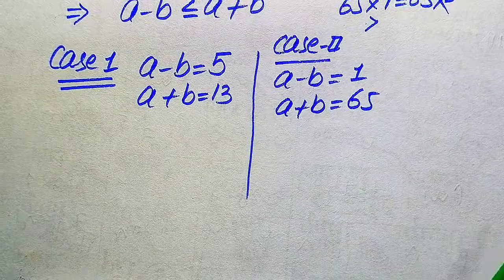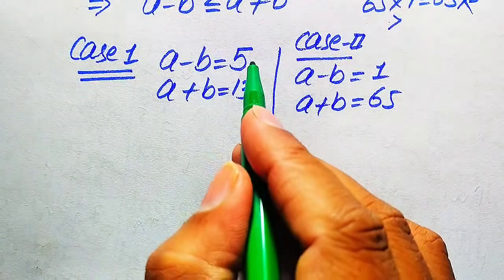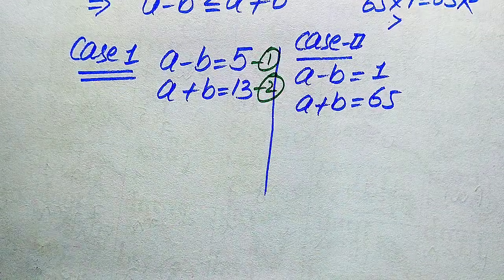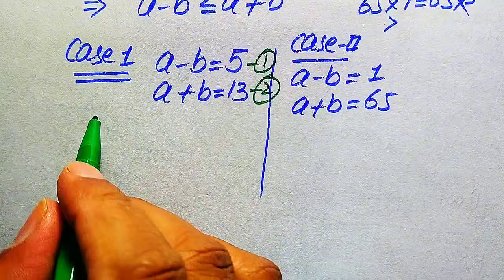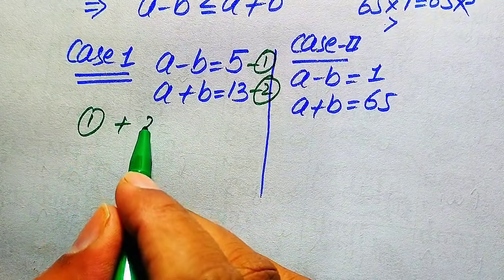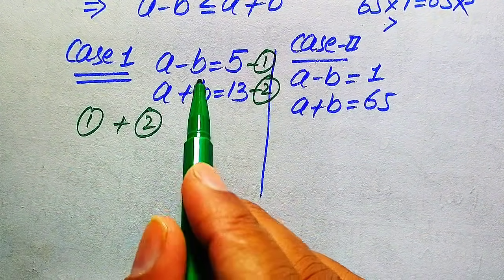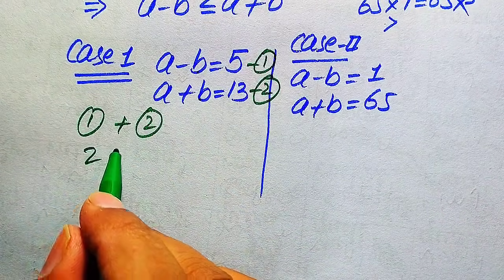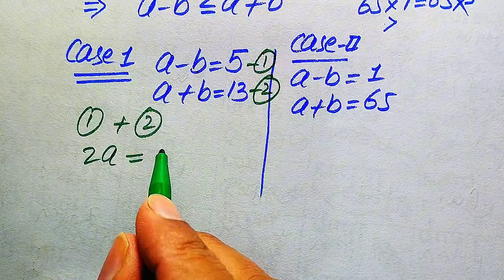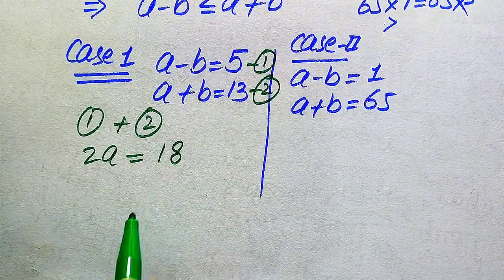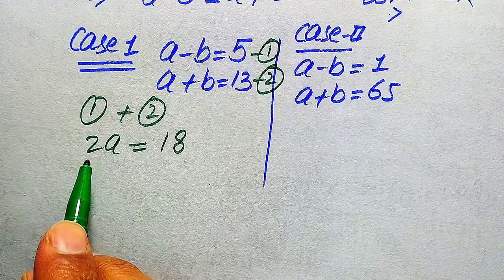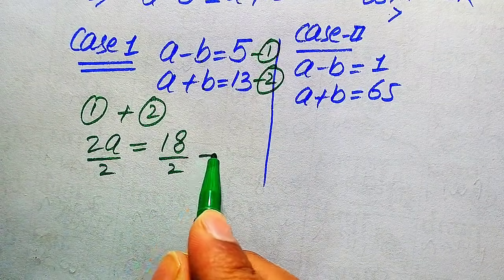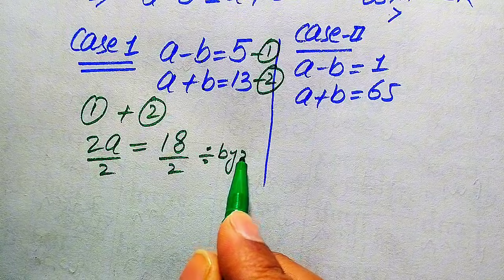So first we need to focus on the first case, and here we call this equation number 1 and this equation number 2. When we add equation number 1 and equation number 2, minus b and plus b cancel out each other, and we get a plus a becomes 2a equals 5 plus 13, which becomes 18. Okay. So when we move this 2 to the right hand side, or in other words we divide both of the sides by 2, because we find the value of a first.